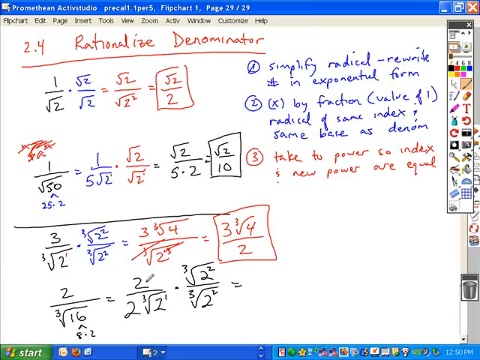And so now, as we multiply across, the 2's cancel. So we get the cube root of, again, 2 squared, or 4. And then what's going to happen in our denominator? The cube root of 2 cubed reduces to just the 2.